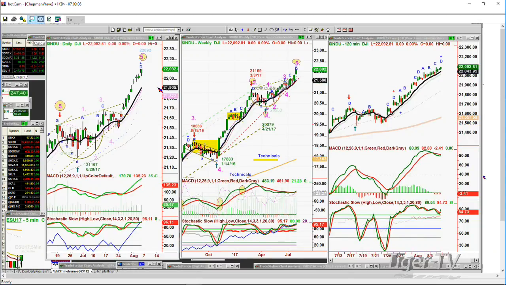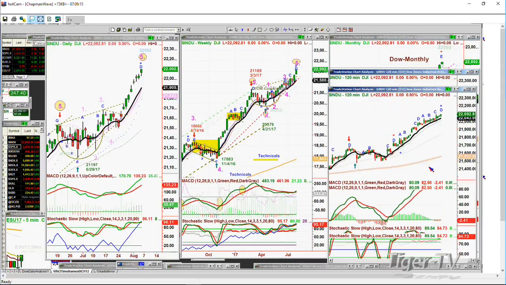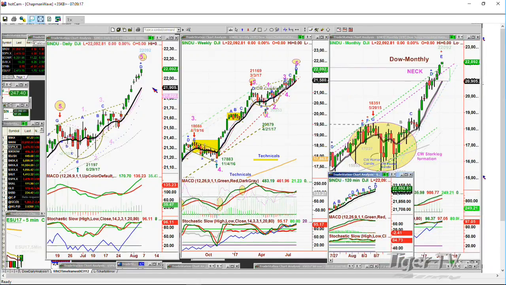Why? Because the 9-period, this black line in the daily, this is the daily, this is the weekly, this is the 120-minute chart. Let's just move it away, go down to there. And this is the monthly chart. So we've got the daily in leg D, the weekly in leg D, and the monthly in leg E. You'll see a 5. You see these 5s. Well, let's leave that for now.